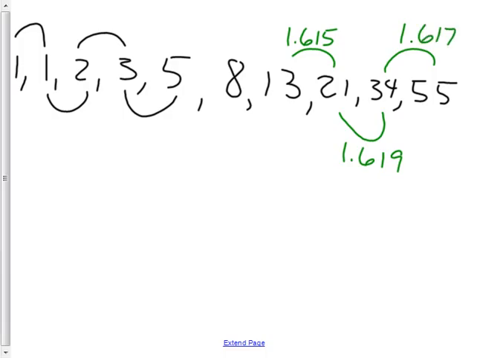1.617. What's the next number after the 7? Ooh, perfect. That one actually finally rounds to the right answer. As you get bigger and bigger Fibonacci numbers, when you divide them, you get 1.618. Now, 1.618 may not seem like much to you, but it was everything to the Greeks.